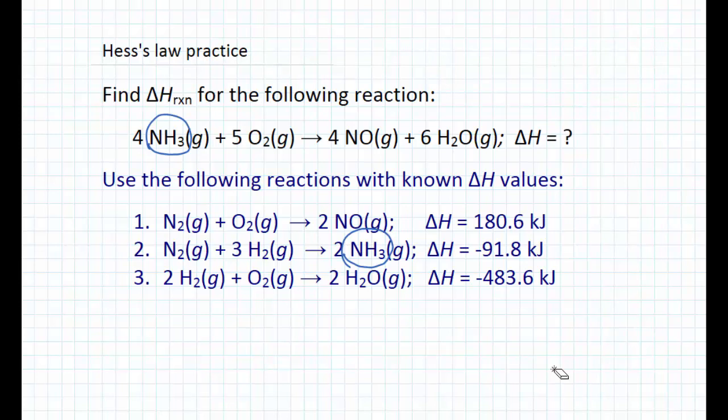Okay? So try to get NH3 in the right place over on the left. Try to make it 4 NH3 over on the left. Try to make it 4 NO over on the right. So start by maybe rewriting number 2 down here in a modified way so that NH3 is in the right place. And think about specifically how you modify it. We can reverse reactions. We can multiply the coefficients by something.